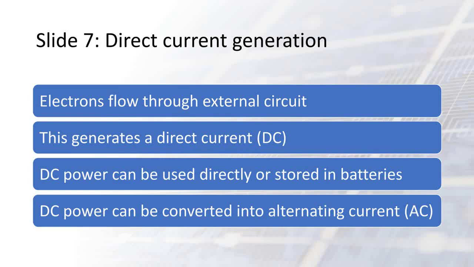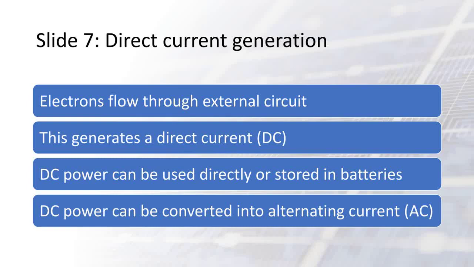However, most household appliances and the power grid use alternating current, AC, power. Therefore, the DC power generated by solar panels needs to be converted into AC power using an inverter before it can be used. The direct current generation is a crucial step in the process of generating usable electricity from solar panels. As we move through this presentation, we will explore the ways in which direct current generation can be optimized for maximum efficiency in solar panels.